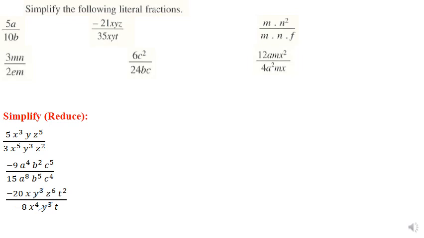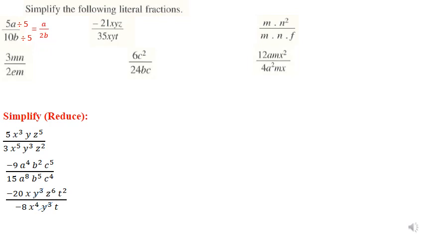I'm going to simplify some of these fractions, and you're going to have, of course, a homework. Let us do the first one. We have 5a over 10b. So the only common factor is 5. So I divide both terms by 5, so I get a over 2b.